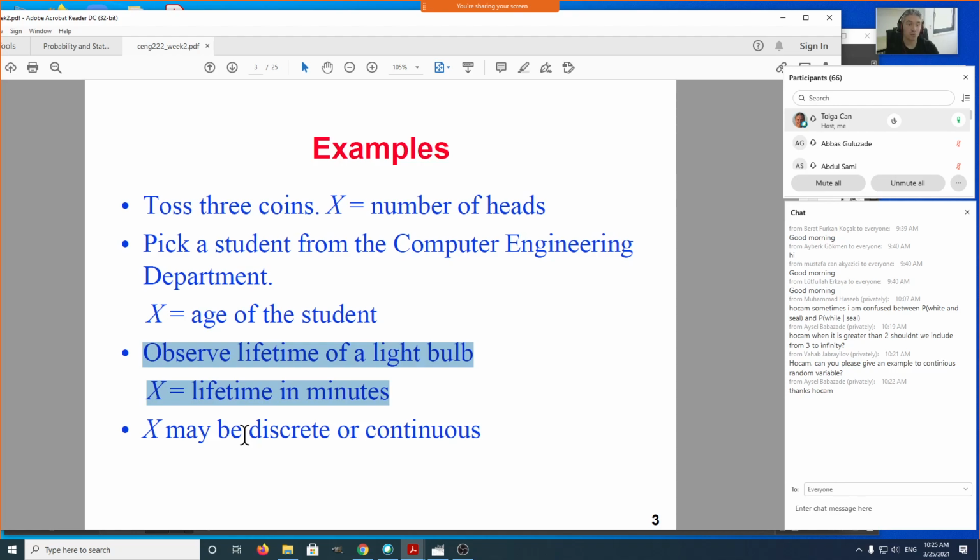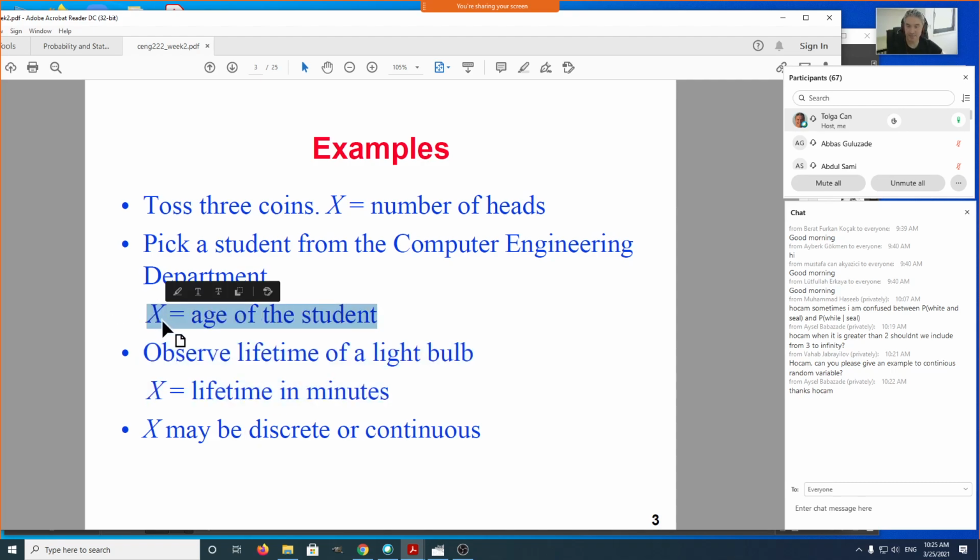We will be able to compute the probabilities of individual outcomes, and then we will ask questions, for example, when I do this experiment, what is the expected value of that random variable? For example, we can ask the question, let x be this random variable, the age of a student from our department.